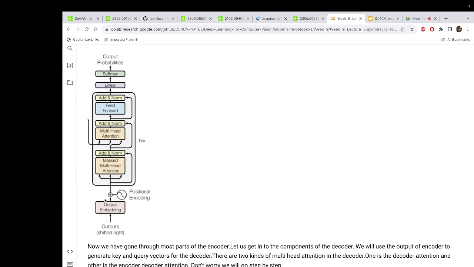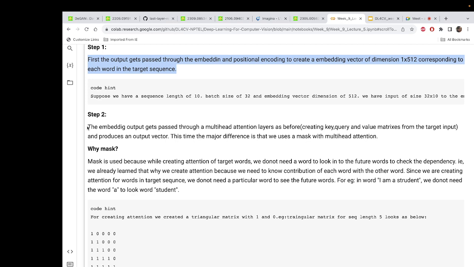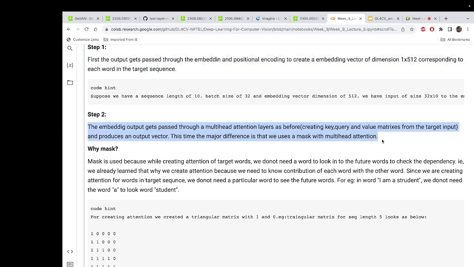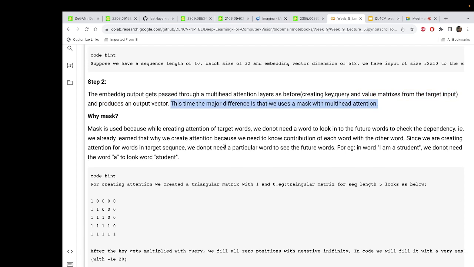Now coming to the decoder, what is different is that there is a masked multi-head attention and there is multi-head attention coming from the encoder once again. So, step 1, again the output gets passed through the embedding and positional encoding to create an embedding vector of dimension 512. Step 2, the embedding output gets passed to a multi-head attention layer. The major difference, as written here, is that we need a mask. Why the mask? Because I am in the decoder, I am not supposed to look at the next future words.